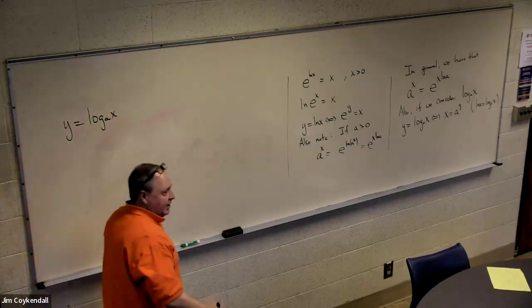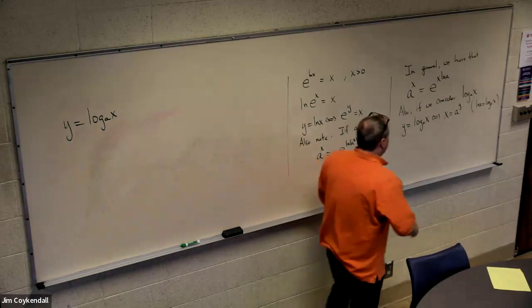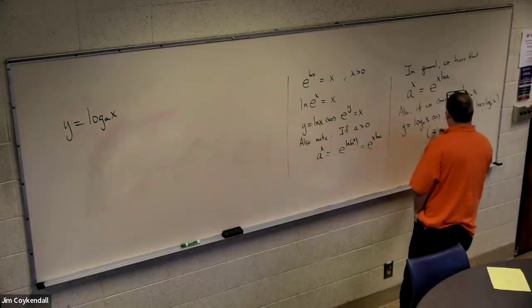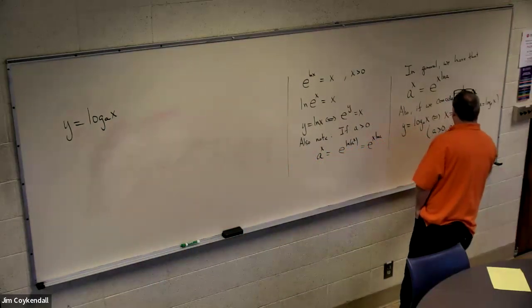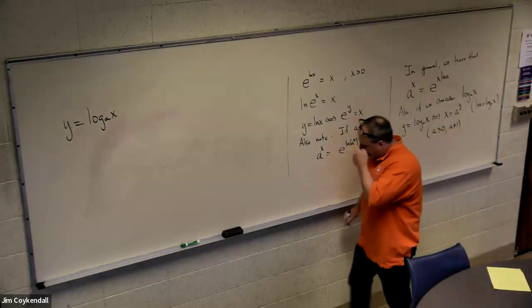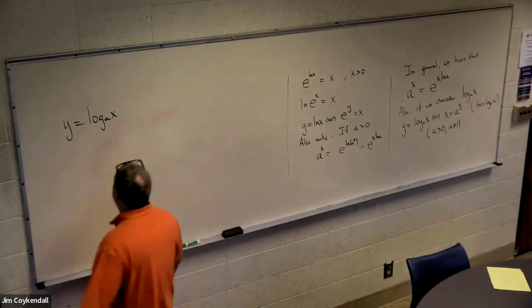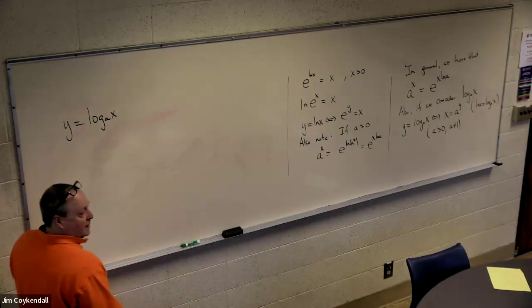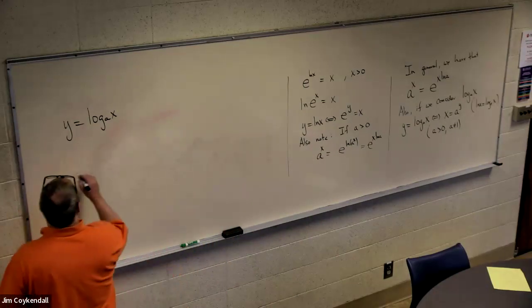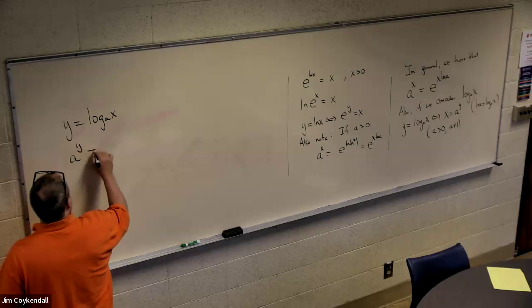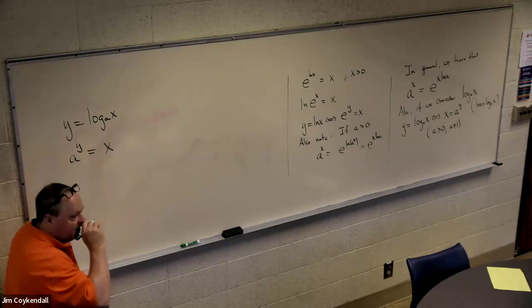So suppose that y is log base a of x, and a can be, let me be clear, I want a to be bigger than zero, a not equal to 1. One is a very silly case. This is the same thing as saying that a to the y is equal to x. Right?